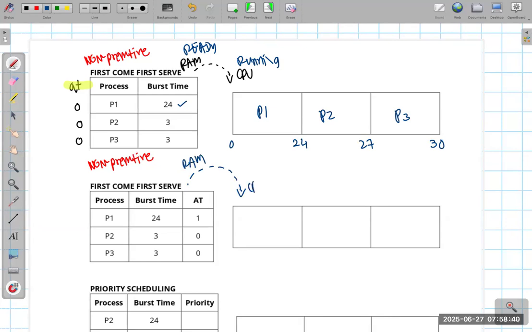Try this one also, and we'll see. This is the RAM, this is the CPU. This is non-preemptive. But here they have given the arrival time, so check that. The CPU always starts from 0.